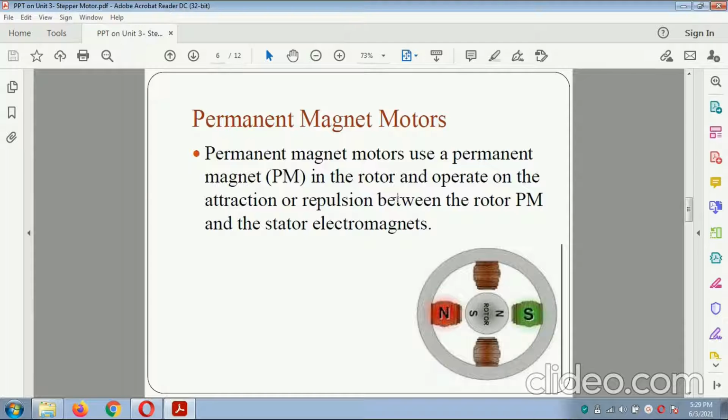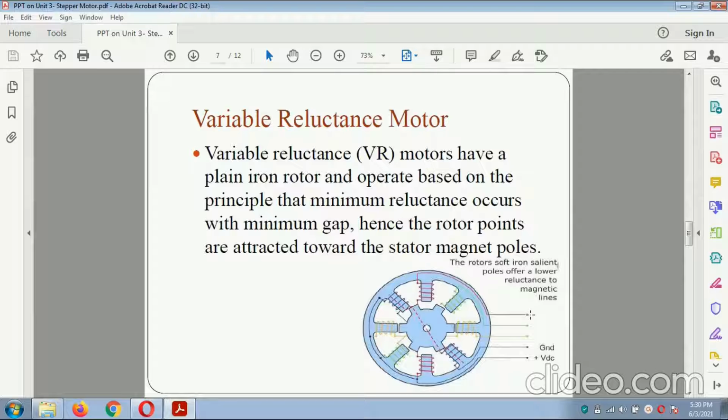So, the permanent magnet motor. The permanent magnet motor uses a permanent magnet and operates on the attraction or repulsion between the rotor PM and the stator electromagnet. This is the diagram in which the electromagnets are connected with respect to N and S poles, and the rotor is connected with N and S poles. So N and S come together, and in this direction on the right hand side N and S come together.